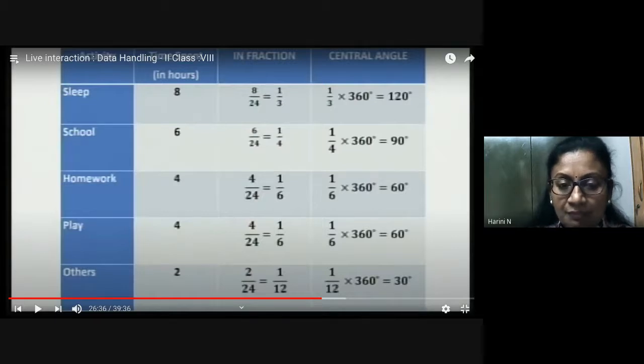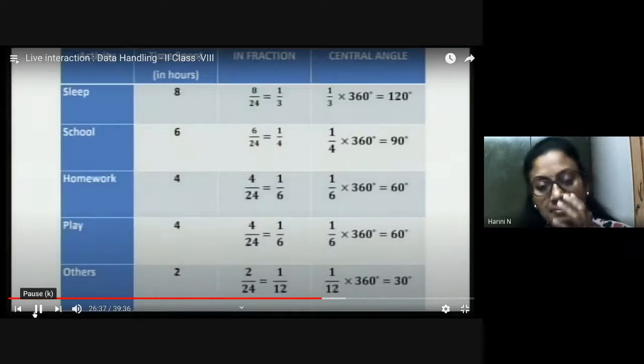Now, once the fractions are ready, we know we can convert it into the central angle by multiplying the fraction with 360. So 360 divided by 3 is 120. 360 divided by 4 is 90. 360 divided by 6 is 60. Again, 360 divided by 6 is 60. And 360 divided by 12 is 30 degrees. So all our central angles are ready now.